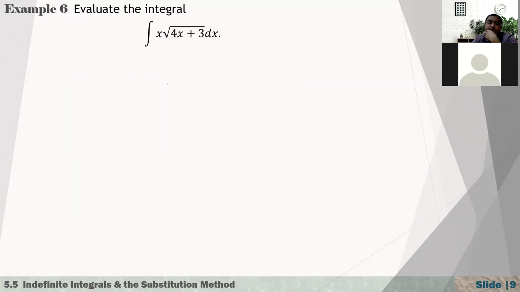Askar, what do you think? How can we solve this problem? I mean, how do we integrate this function? Our function here is f of x equals x times square root of 4x plus 3.